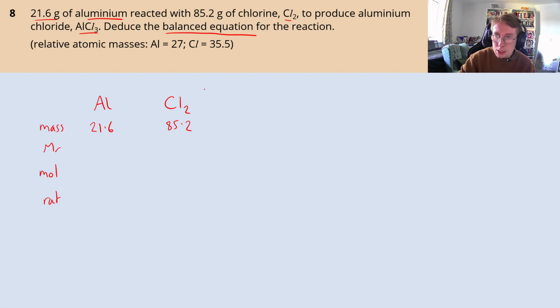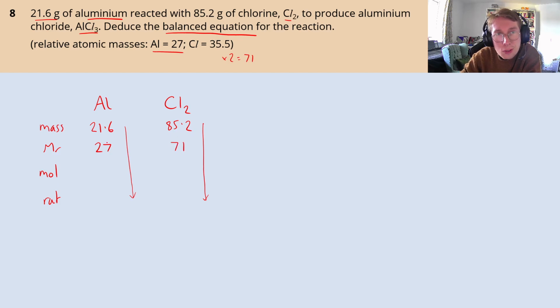AlCl3. So what we want to do, because we've got the masses of both of these substances, we can actually work our way down for both of them. Okay, so if you have a mass, then you can work down for both of the substances that you have. So first things first, we've got our aluminium. The relative atomic mass of aluminium, we're told up here, is 27. So we can pop that in there. Chlorine, Cl2, has a relative atomic mass of 35.5. So the relative formula mass is that times 2, which gives us 71.